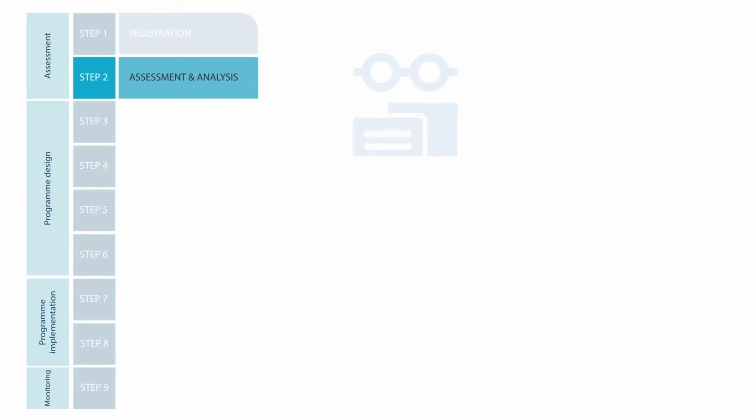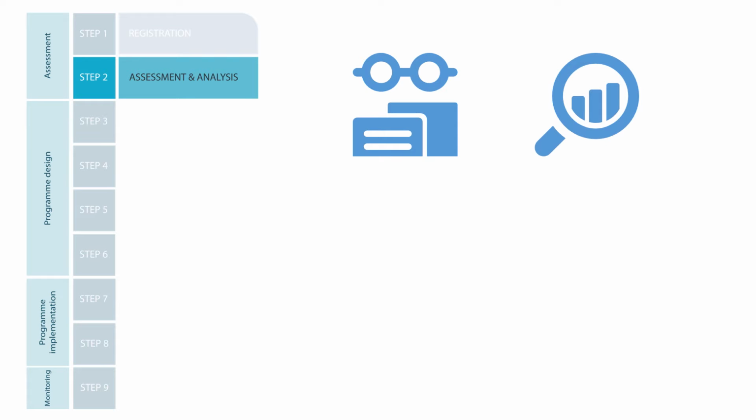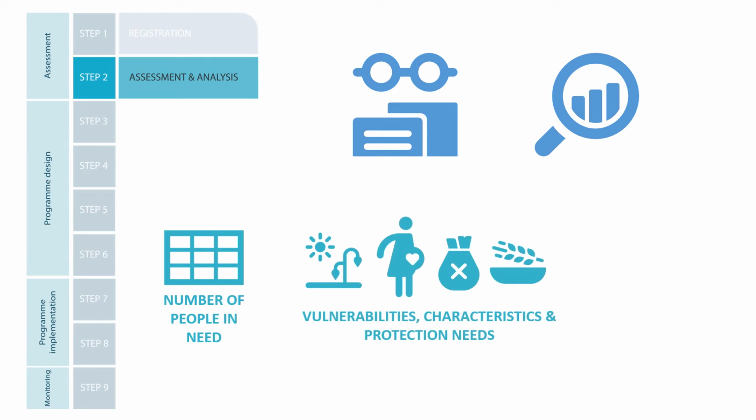The second step is assessment and analysis. Good targeting depends on robust needs assessment data and analysis. This phase has 3 key objectives: to identify the number of people in need, to understand vulnerabilities, characteristics and protection needs, and to inform response options, targeting decisions and implementation approaches. It is crucial to analyze the protection risks alongside a population's vulnerability to food insecurity and economic poverty to inform the targeting process and eligibility criteria.